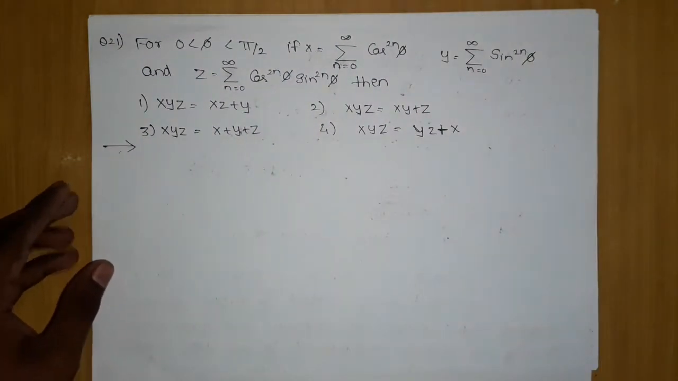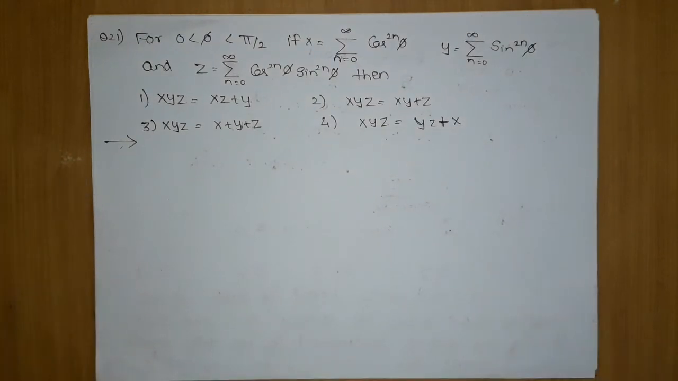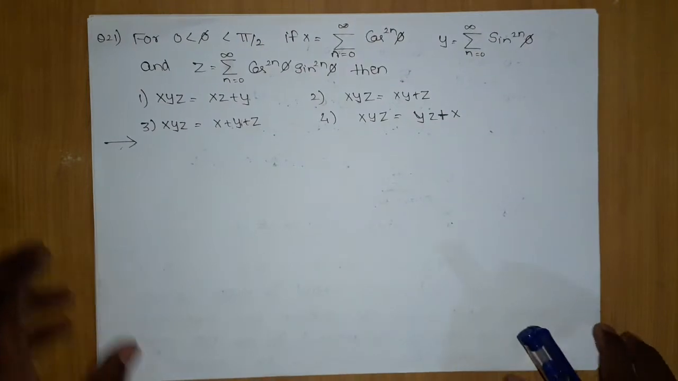Question 21 says: for phi between 0 and pi by 2, if x is equal to summation n equals 0 to infinity cos 2n phi, y is equal to summation n equals 0 to infinity sin 2n phi, and z is equal to summation n equals 0 to infinity cos 2n phi sin 2n phi, then xyz is equal to xz plus y, xyz is equal to xy plus z, xyz is equal to x plus y plus z, xyz is equal to yz plus x. Now let's move on.